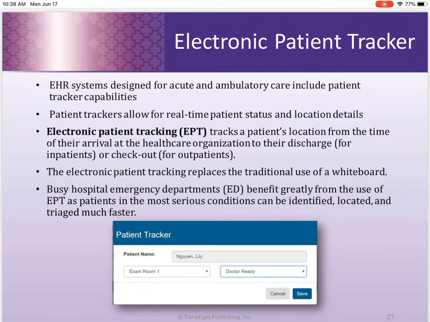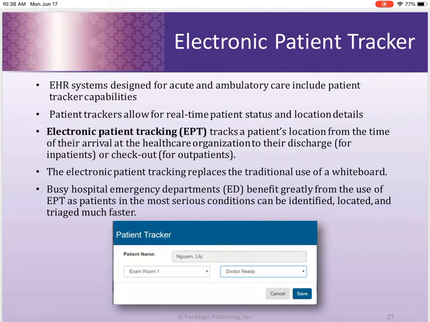EPT tracks a patient's location from the time of his or her arrival at the healthcare organization to discharge for inpatients and checkout for outpatients. The EPT function offers a real-time, at-a-glance view of a patient's current status and location. The electronic patient tracking replaces the traditional use of a whiteboard. Knowing the location and status of all patients at all times is the obvious benefit of the EPT system.